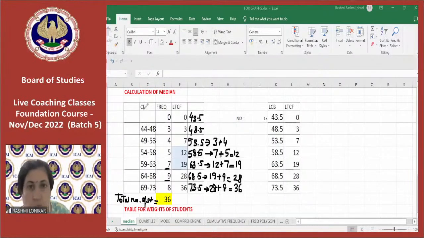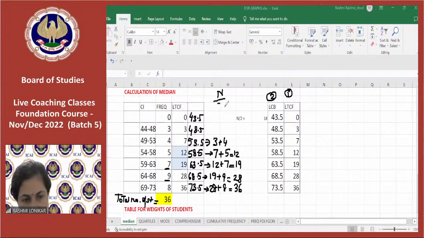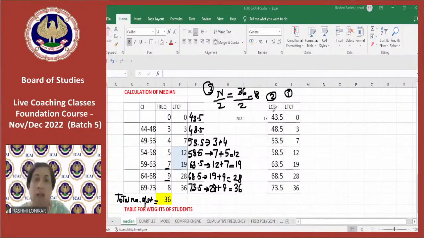Now, what was the first thing I told you? That we will find the cumulative frequency. Second, I said that we'll find the class boundary. Third thing that I have said is we will find n by 2. How much is n? n is 36. 36 upon 2, so I have 18. Okay, so this is the third step. Now pay attention to the fourth step.